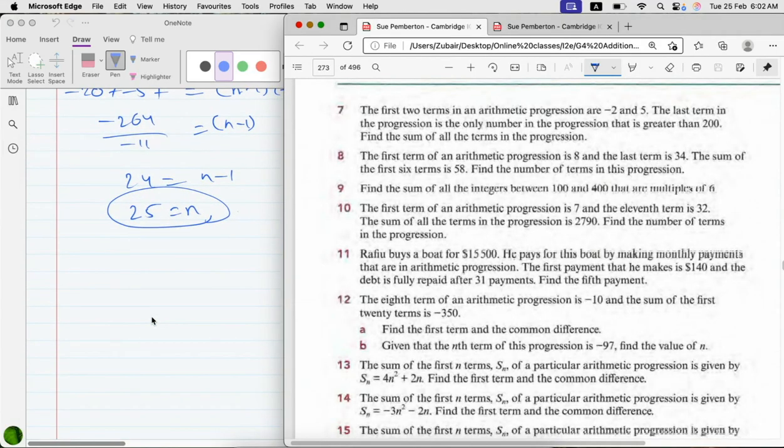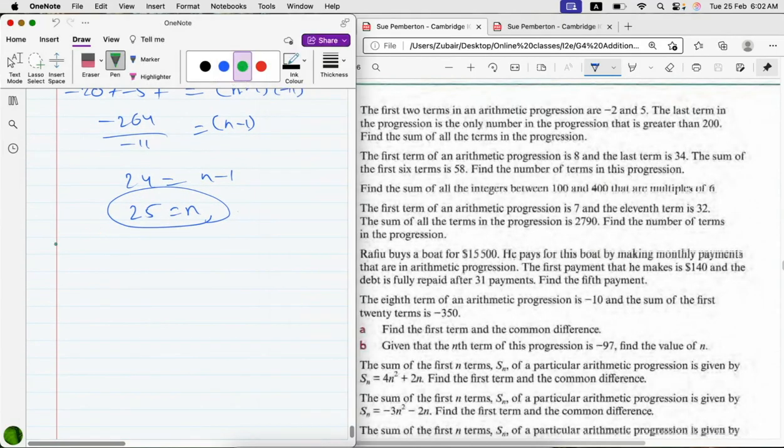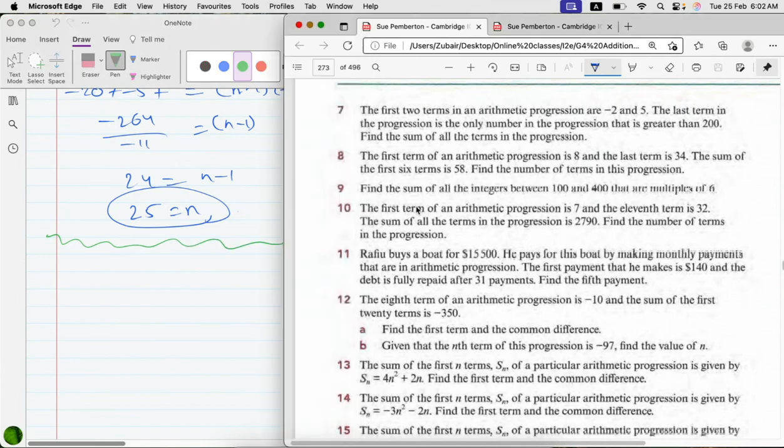We're practicing this, but in your revision time, you do have to try that binomial expansions. Okay.